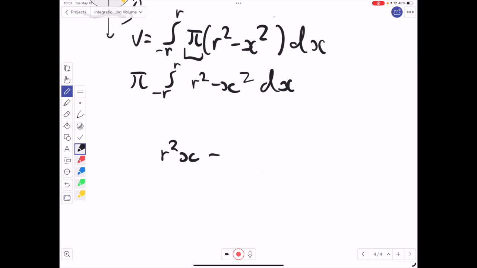Now the antiderivative of x squared is just 1/3 x cubed. And now we have to write the limits, like that. And of course we have the pi in the front, the lonely pi. Then we have to input r into x.